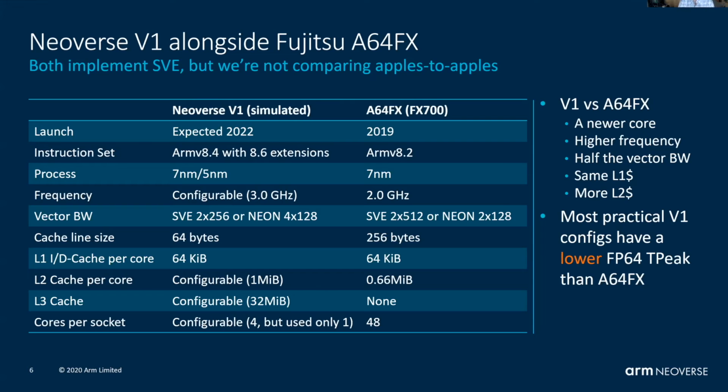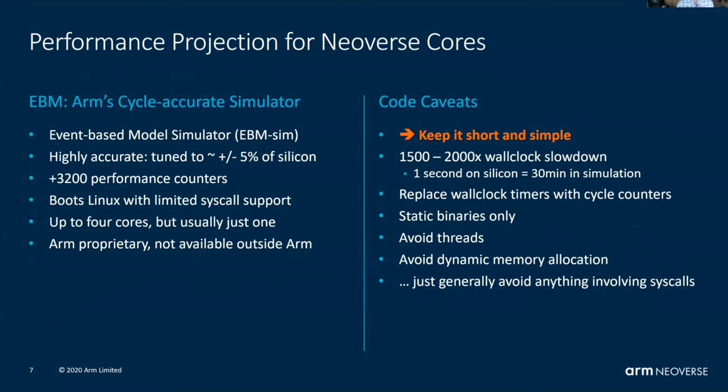Given the range of parameters we have here and the TDPs and everything else that you might want to consider, you certainly could match or even beat the A64FX given a certain design point, but most of the practical configurations are lower in terms of overall floating point performance.